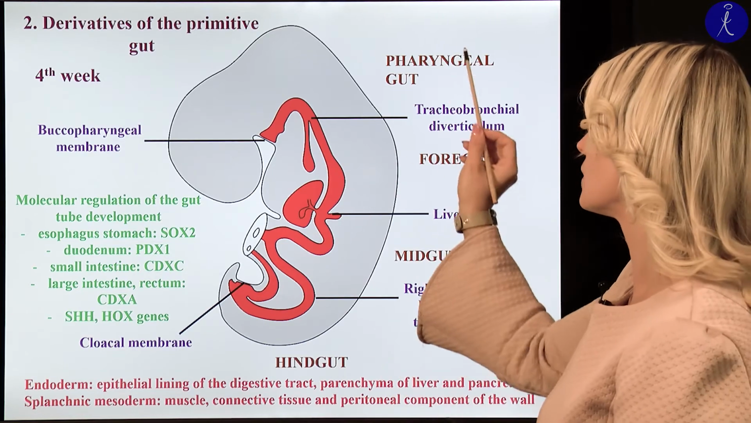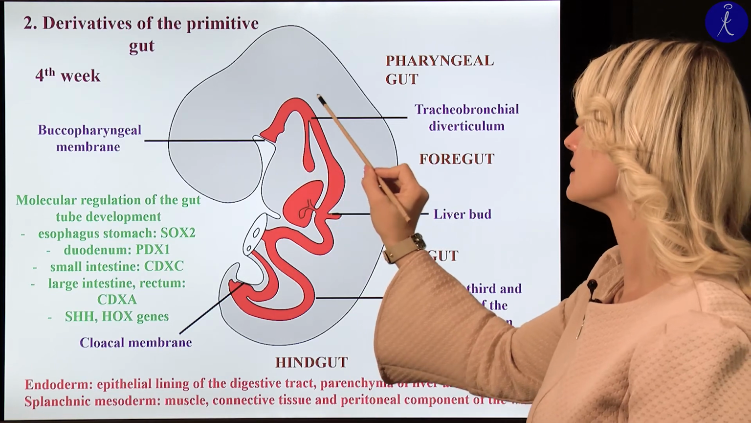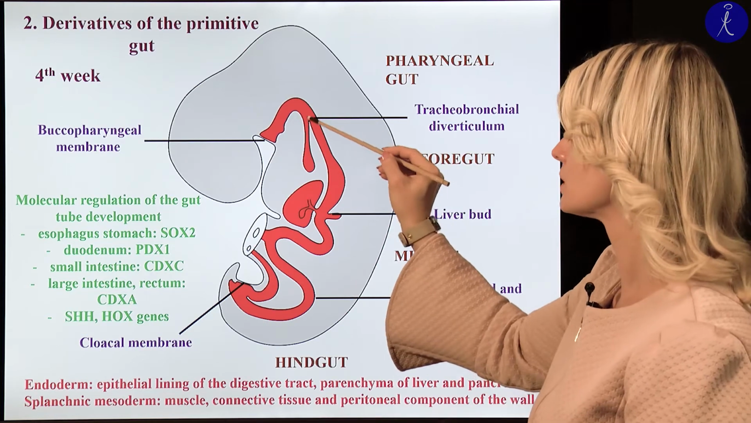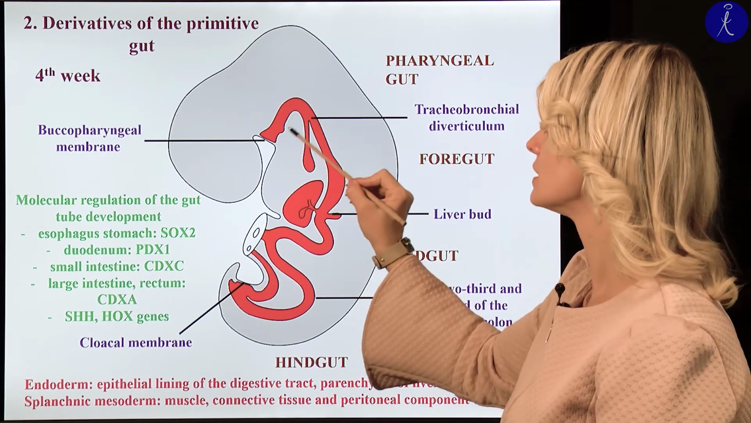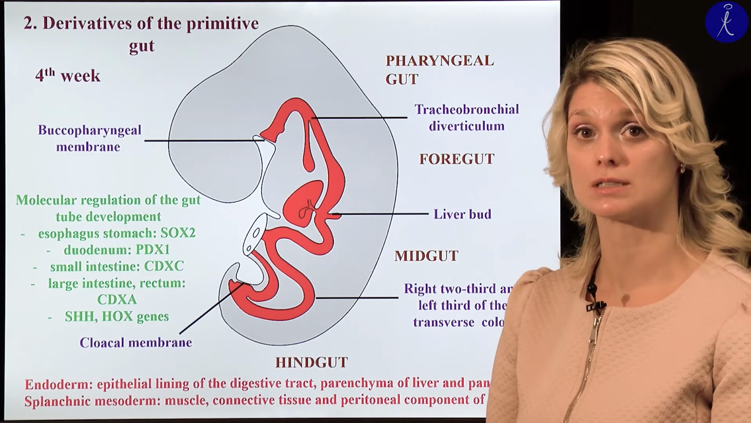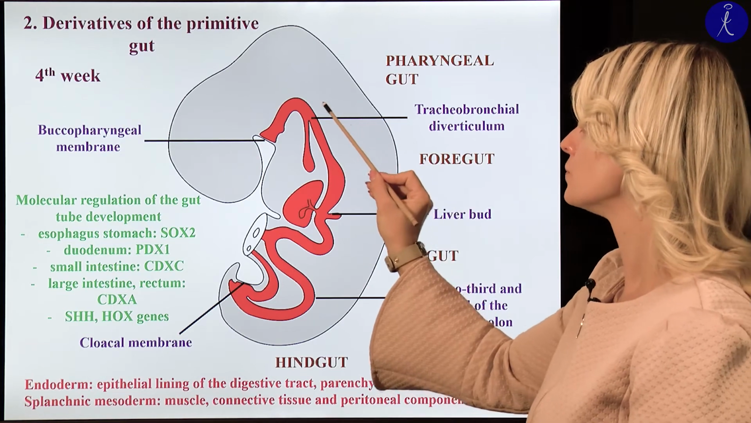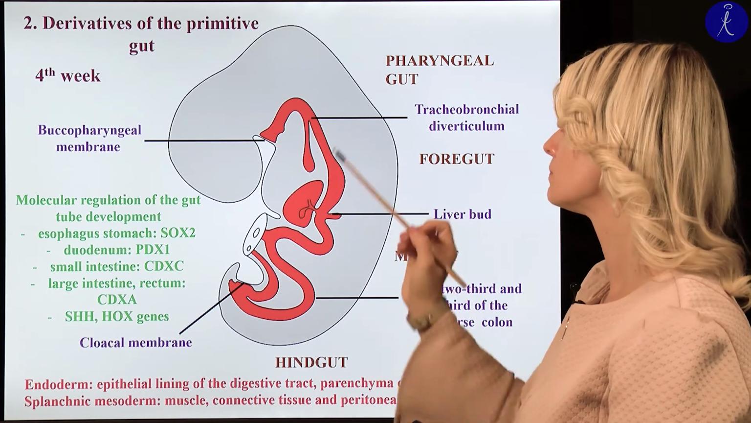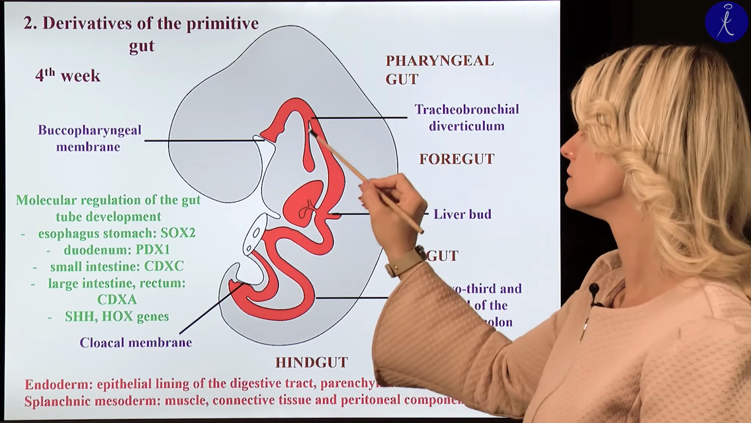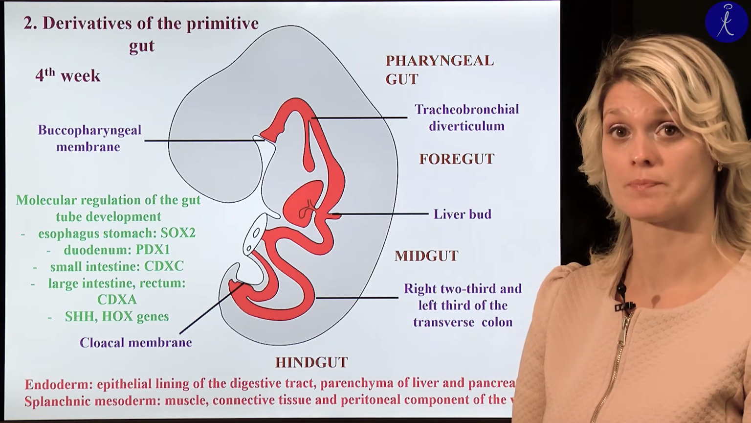The proximal part of the foregut, which is between the buccopharyngeal membrane and the tracheobronchial diverticulum, from where the lungs will develop, is called the pharyngeal gut. You heard the development of the pharyngeal gut in another presentation. And also you heard the details about the development of the tracheobronchial diverticulum, the trachea, the lungs, and the esophagus in an earlier presentation.